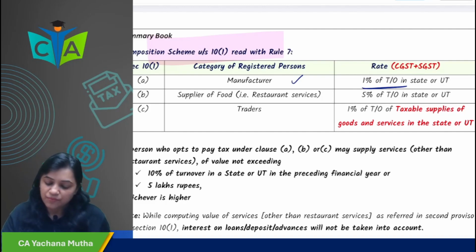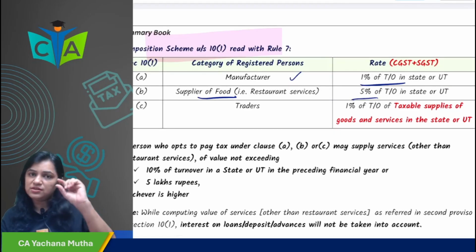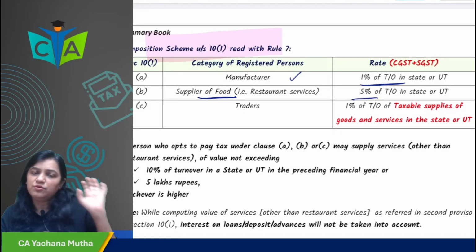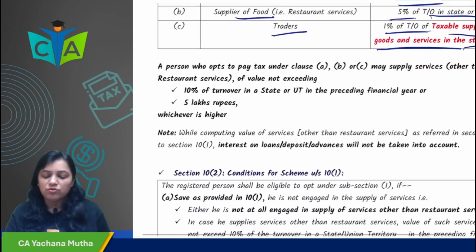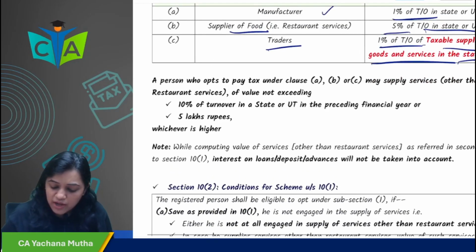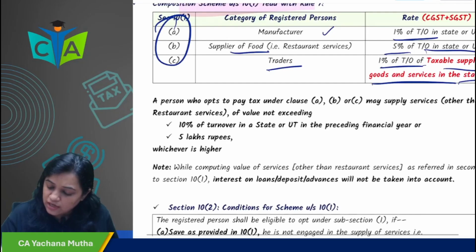0.5 CGST, 0.5 SGST. So if you are a restaurant service provider, then in that case 5%. 5% is again total 2.5%, 2.5% of turnover in the state or union territory. And if you are a trader, 1% of taxable supply of goods or services in the state or union territory.